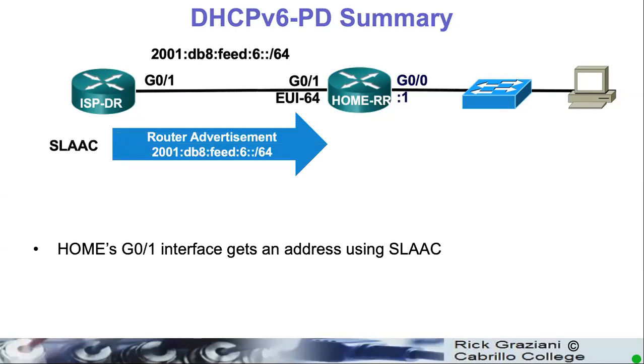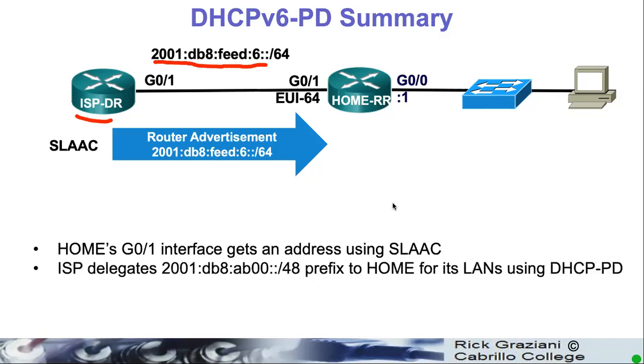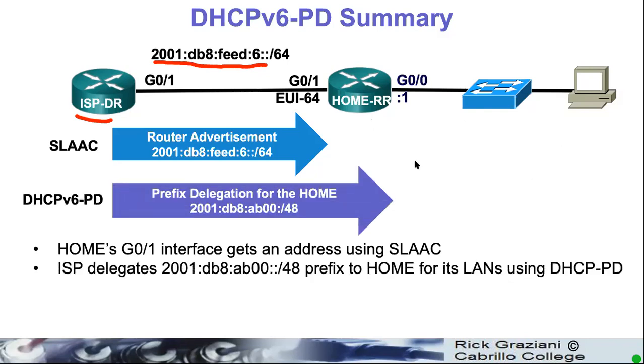So notice here that the prefix the ISP has on this link with the home is this prefix here. So let's say that the ISP router sends out a router advertisement. Okay, the home router can use this information, and actually we'll see it will assign an address to this interface. It will also send out prefix delegation information, and this will be a prefix for this network here.